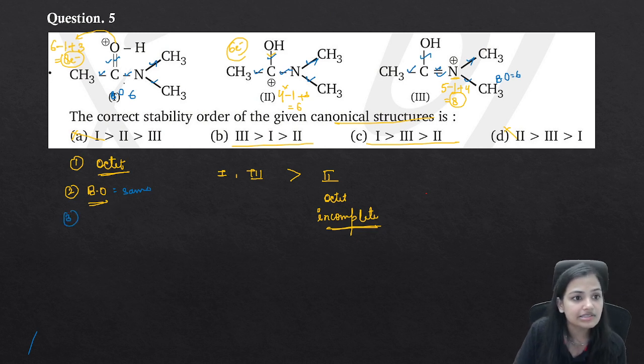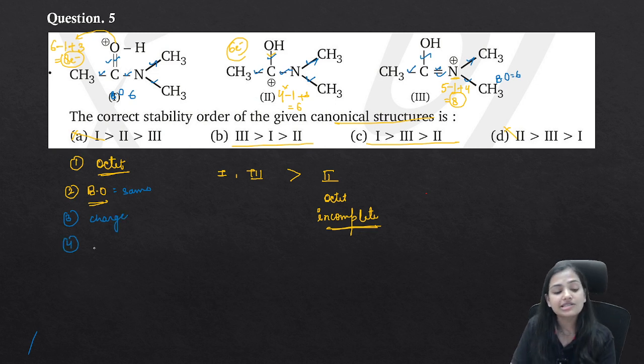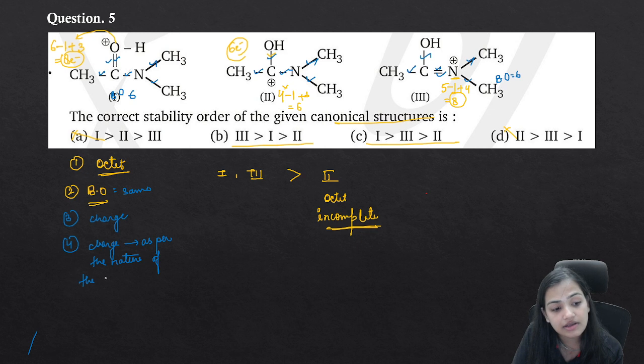Point number 3 says opposite charges have to be closer, like charges have to be away, but we don't have any other charge. So the charges point is not applicable for this particular question. The 4th point says that the charge must be as per the nature of the atom. So if you look at the nature of the atom, what will you see? Here we do have in structure number 1.